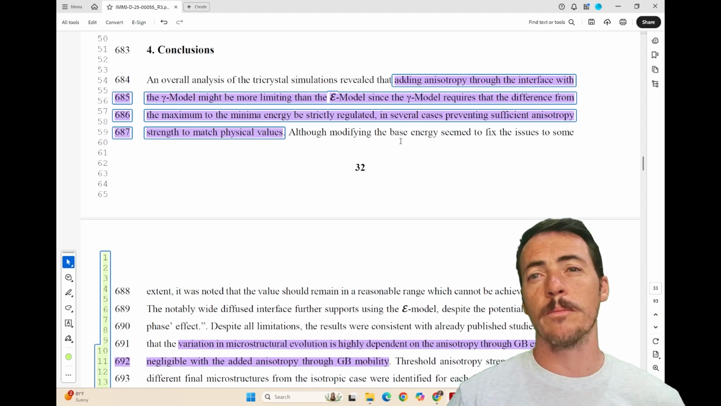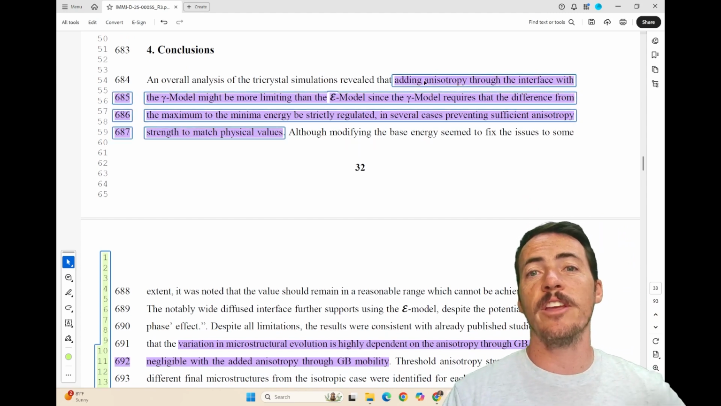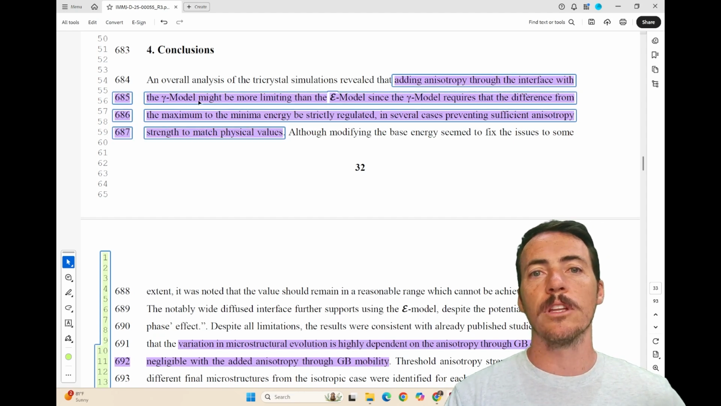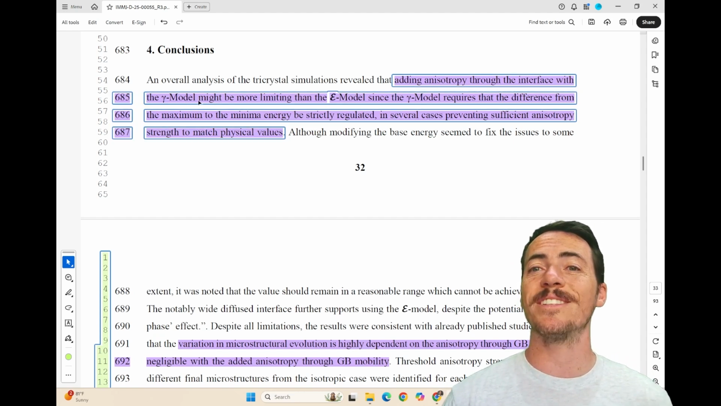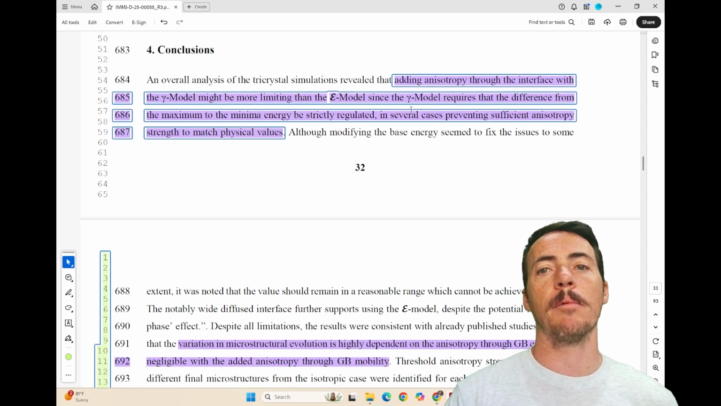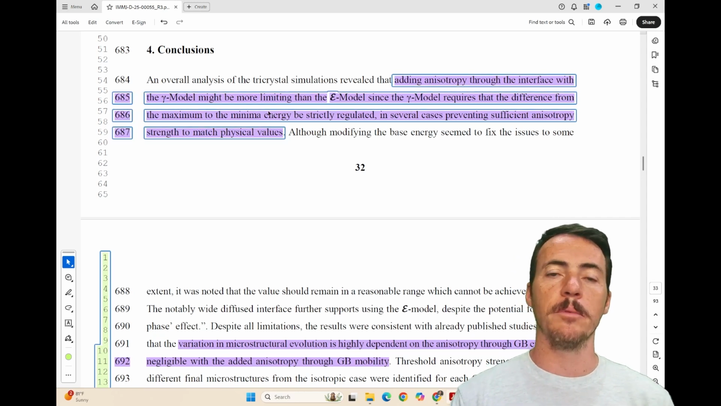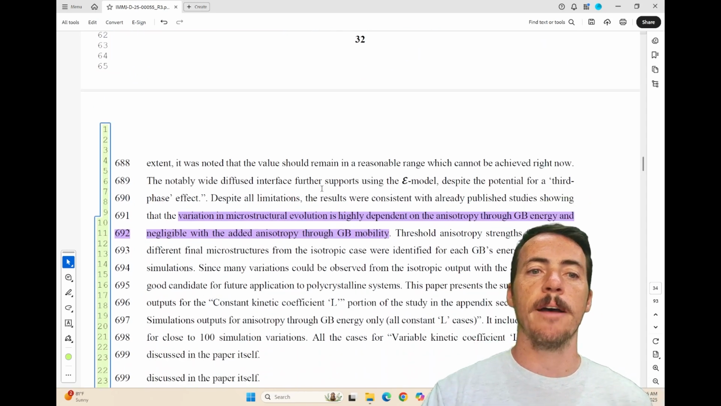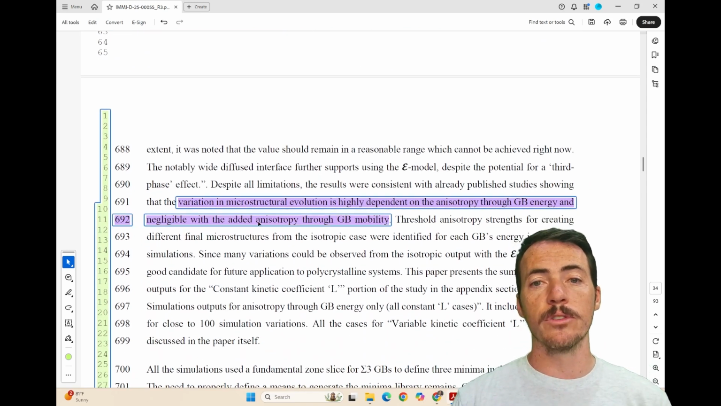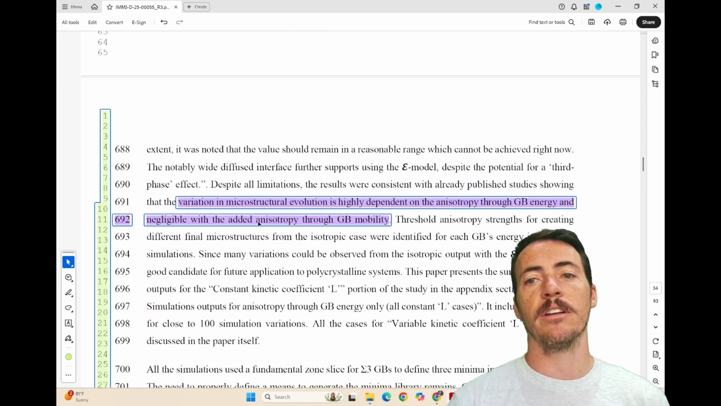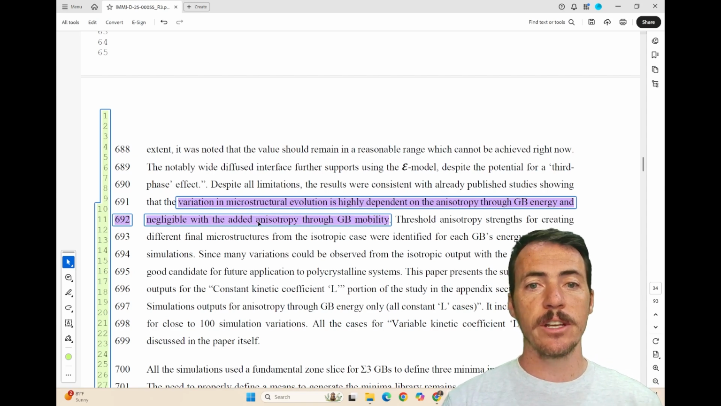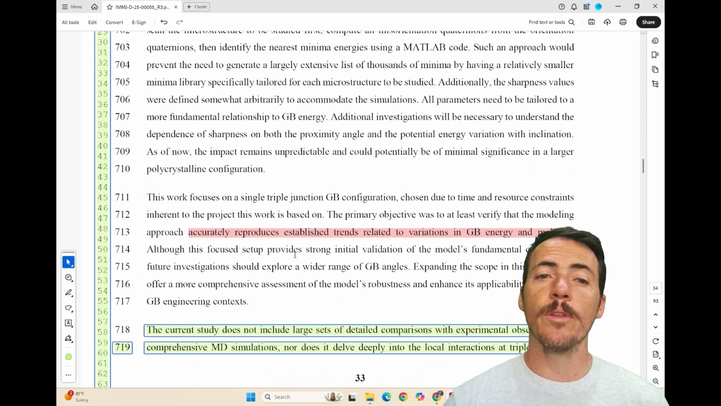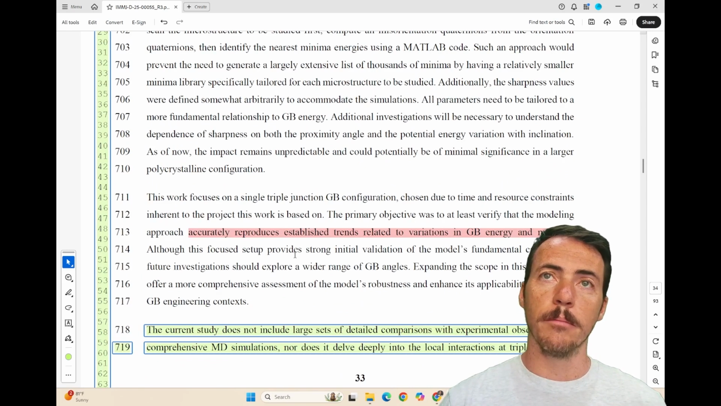So what are some takeaways from this approach? Well, first off, they show that if you add anisotropy through the interface, then the gamma model could be more limited than the epsilon model. The epsilon model is more stable. So the gamma model requires the difference of the maximum and the minima to be sort of regulated, which is going to be sort of limiting. Another thing they noticed is that the variations in the microstructure evolution that they observed were highly dependent on the anisotropy through the grain boundary energy, but the grain boundary mobility was sort of negligible. Obviously, they've shown that they can accurately reproduce molecular dynamics.